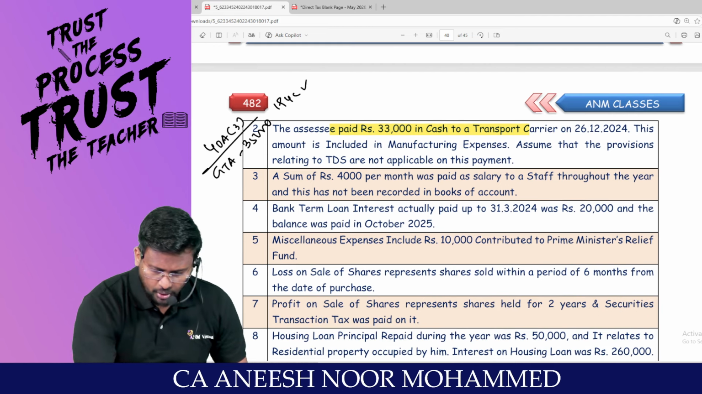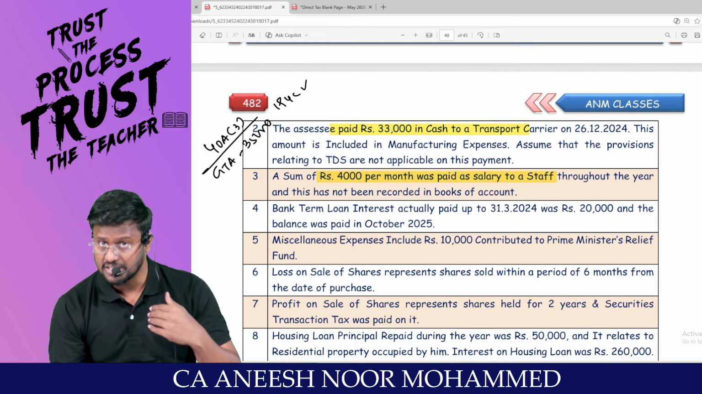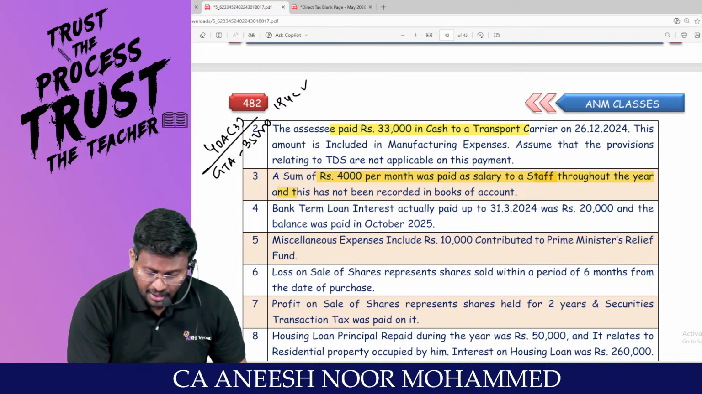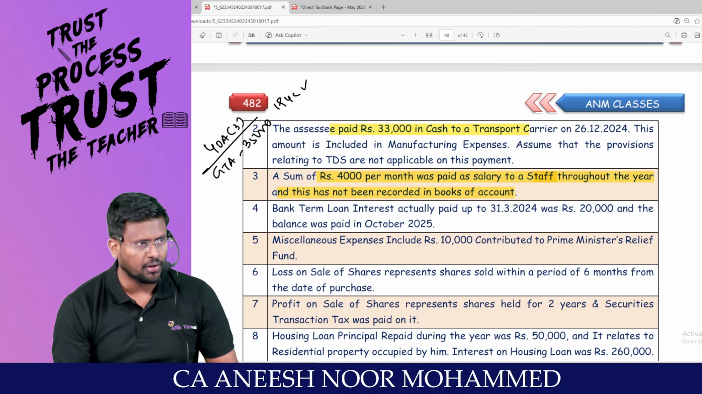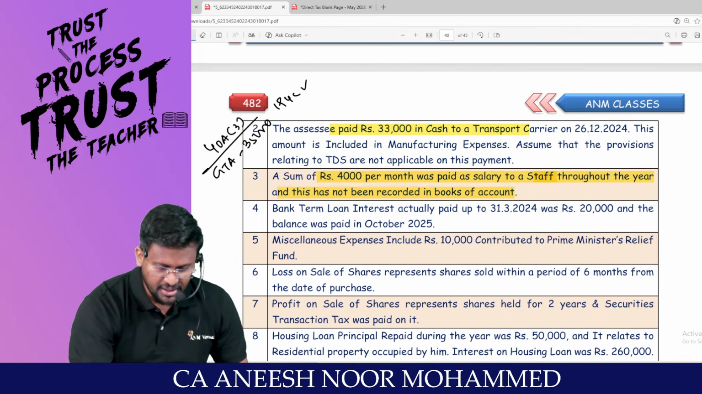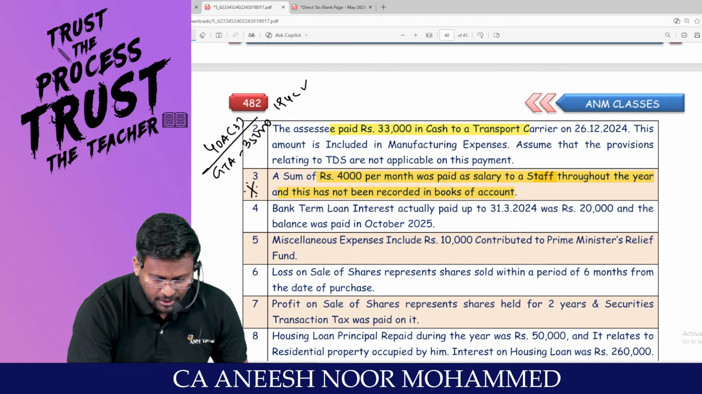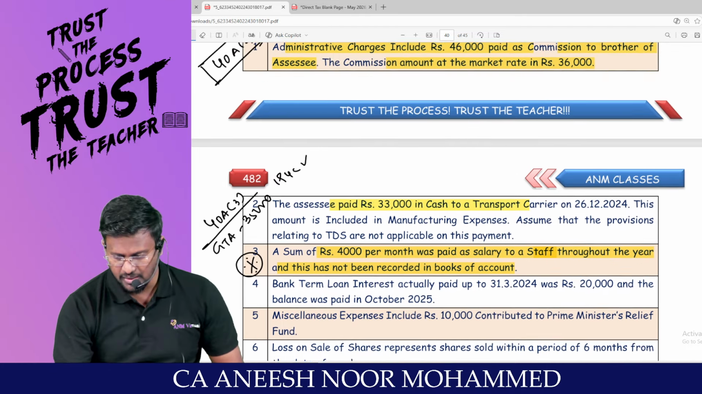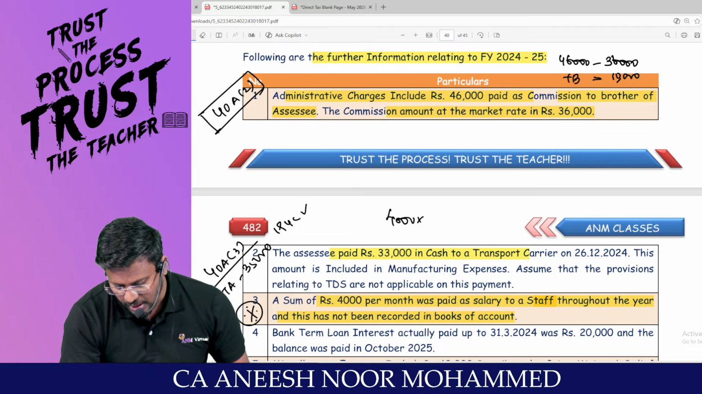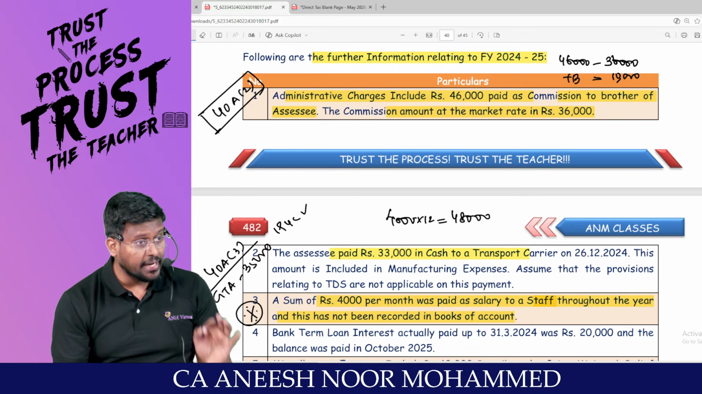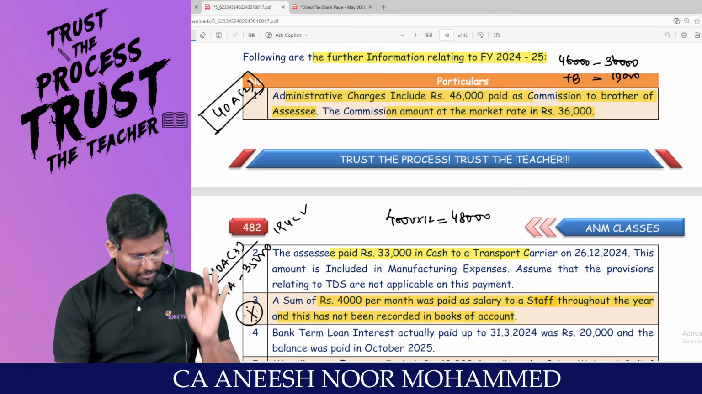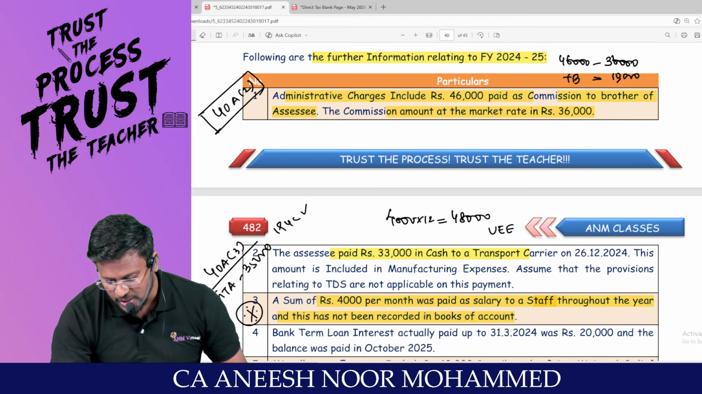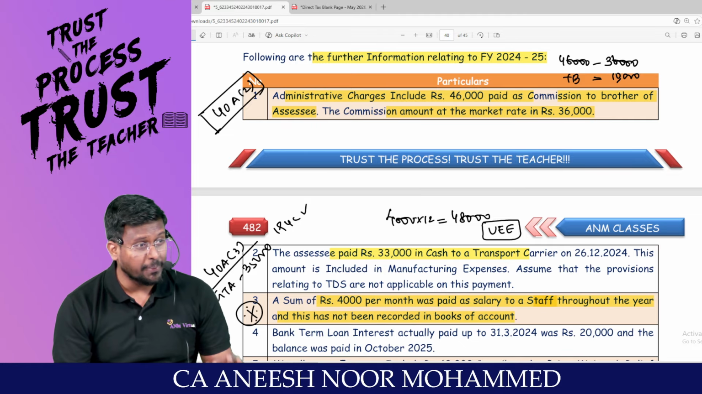A sum of 4,000 per month was paid as salary to a staff throughout the year, and this has not been recorded in the books of accounts. This is the highlight of the question. That means 4,000 into 12 comes to 48,000. 48,000 rupees expense paid but not recorded. That means unexplained expenditure. One expenditure has been incurred.